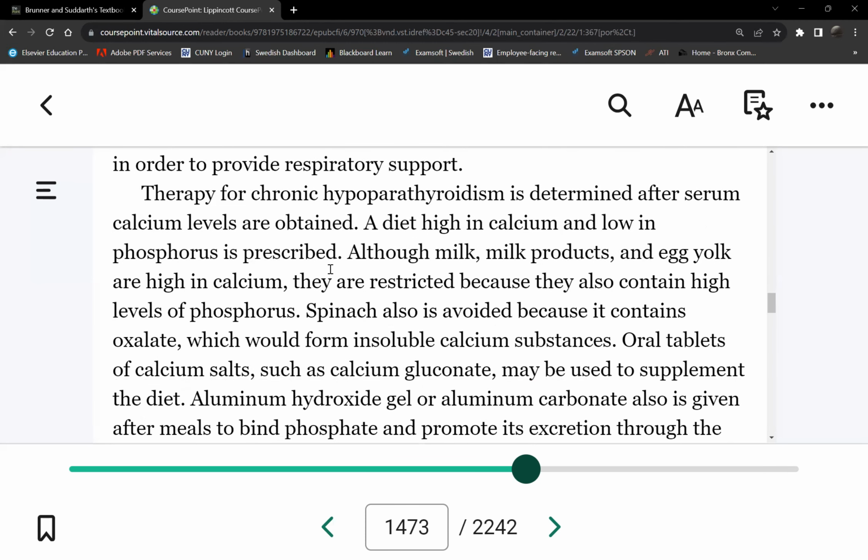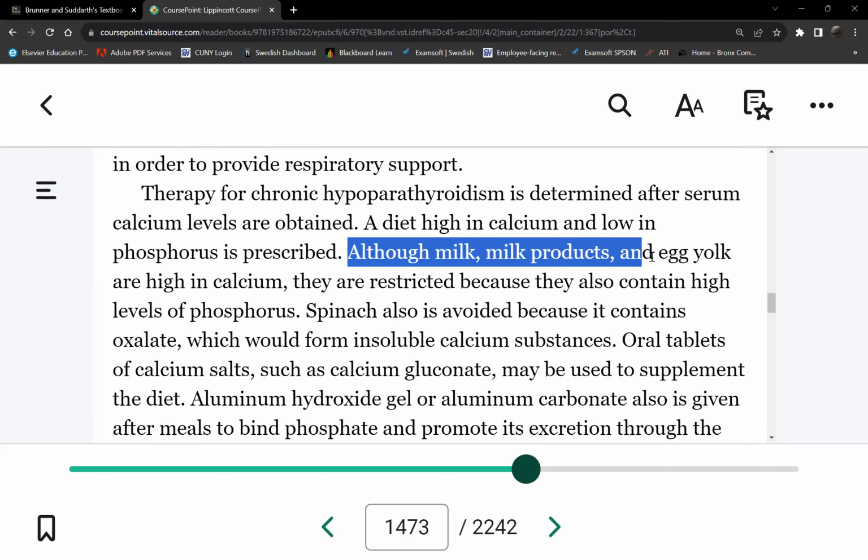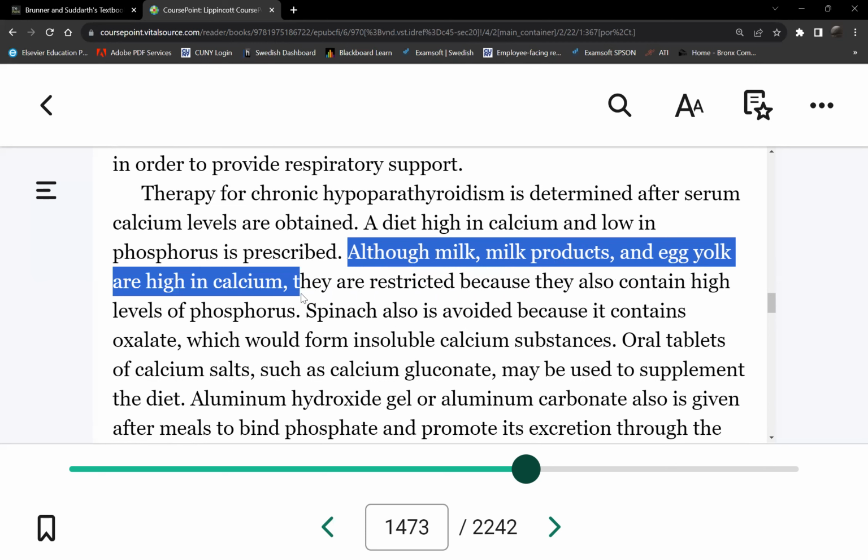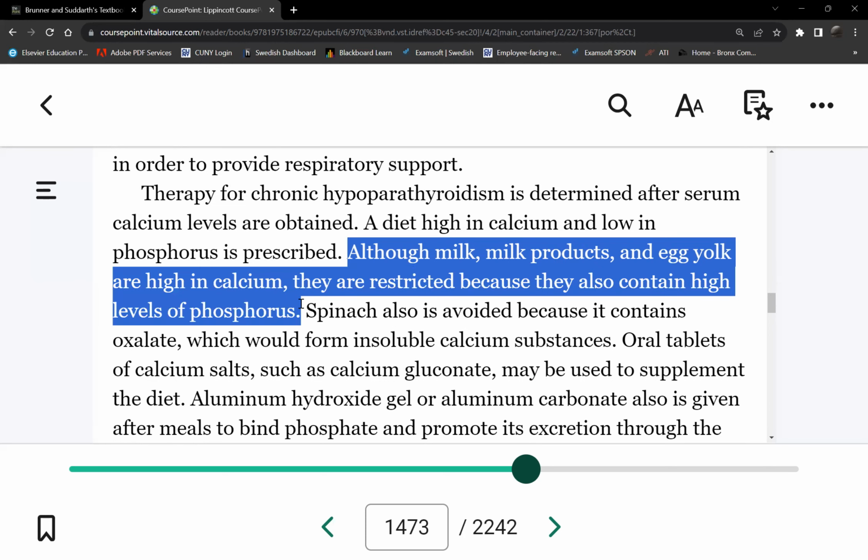All right, diet. What diet do we promote when the patient has low calcium? High calcium. Do we encourage milk and dairy? No. Why? Because they have a high level of phosphorus. So what are our options instead? We can't give milk and dairy products, including eggs. So what do we give them?